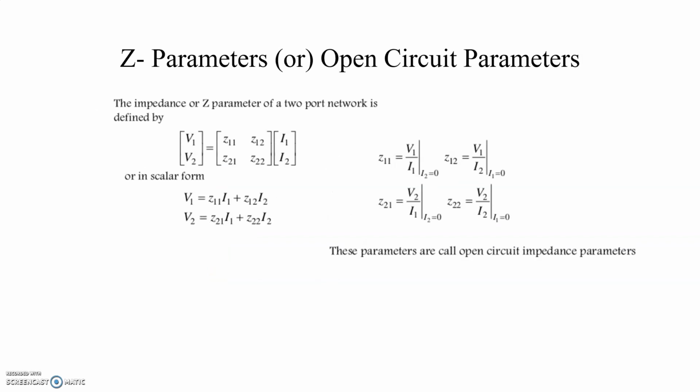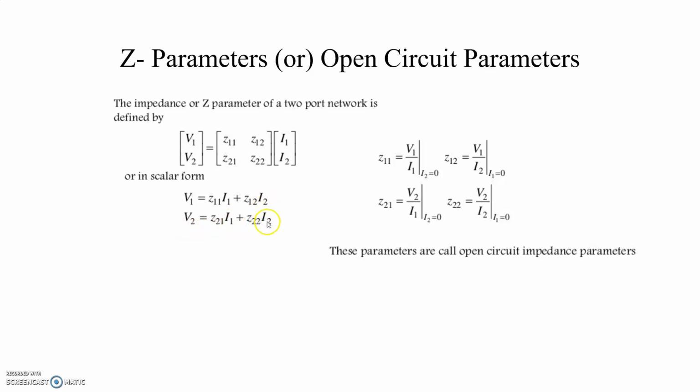So first, Z parameters. The Z parameters are otherwise called open circuit parameters or impedance parameters. This is the general matrix form. Here V1 and V2 are the dependent variables, and I1 and I2 are the independent variables. In scalar form, V1 is equal to Z11 I1 plus Z12 I2, and V2 is equal to Z21 I1 plus Z22 I2.